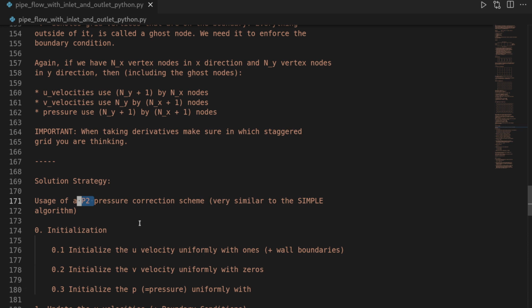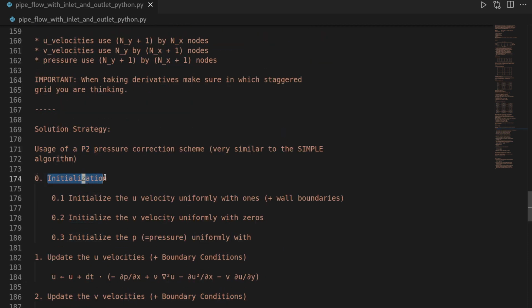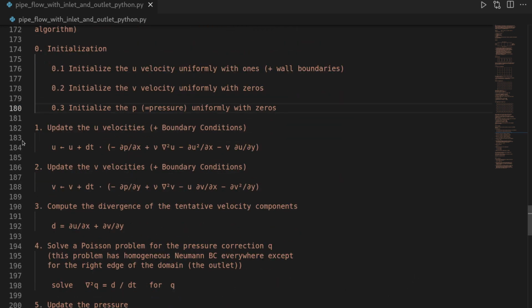Either way, let's go over the steps. First, we have an initialization according to our initial condition. And as said, for the u velocity, we want to use 1s plus the wall boundaries, of course. For the v velocity, I want to use 0s, and I want to initialize the pressure p uniformly with 0s. And then the first step is to solve the u momentum equation explicitly.